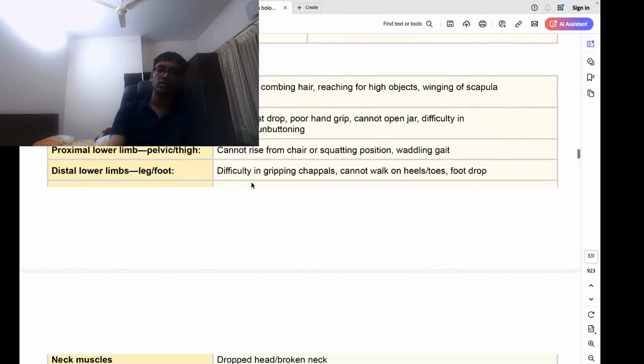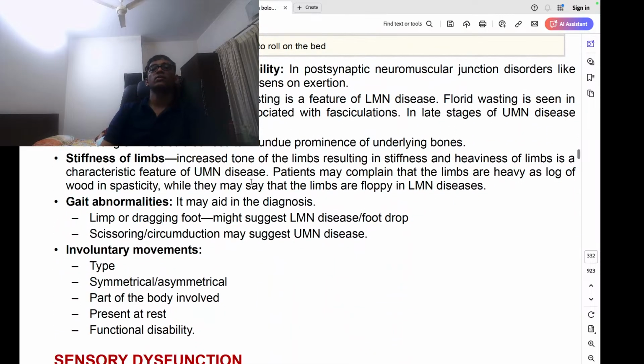Okay, then muscles and paralysis we have done. Variation throughout the day, fatigability. In post-synaptic neuromuscular junction disorders like myasthenia gravis, the weakness worsens on exertion.